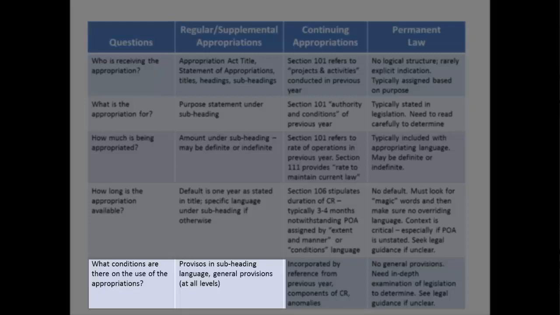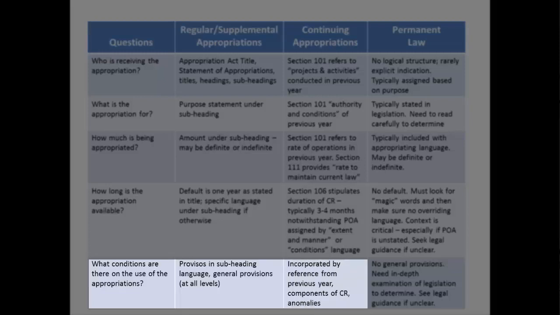There are general provisions that apply to all the appropriations within an act. General provisions affecting HHS appropriations appear in Title VII of the Agriculture Act, Title IV of the Interior Act, and Title V of the Labor, HHS, and Education Act. And there are government-wide general provisions that appear in Title VII of the Financial Services and General Government Act that apply to the entire federal government.